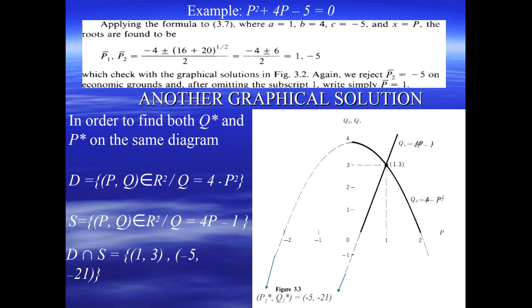And when you see where this line and the curve cut each other, you also find (minus 5, minus 21) and (1, 3). And we accept, of course, the (1, 3) solution, where both price and quantity are positive. But we also find this other solution, and we see that it is economically meaningless. You see? Their intersection is 2 points. One is (1, 3). The other one has coordinates (minus 5, minus 21). So this is the solution set of this equation.